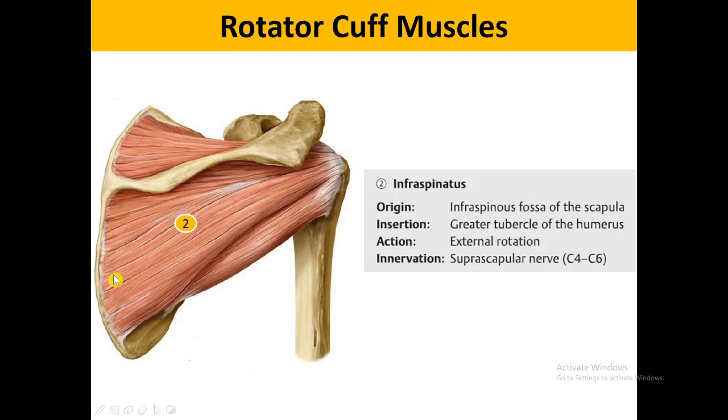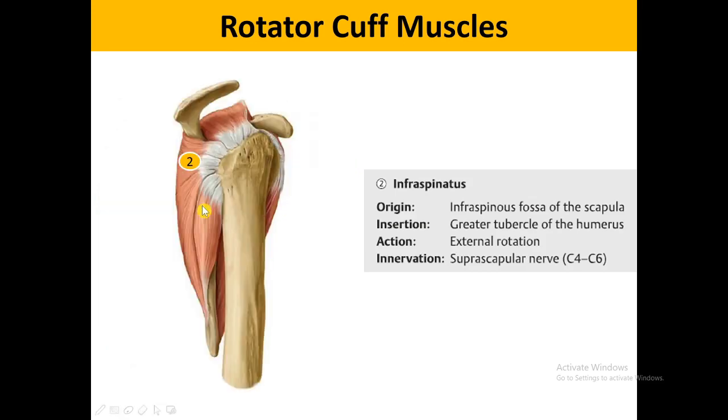See on the origin, the infraspinatus muscle from the infraspinous fossa and inserting on the greater tubercle. See from the lateral view here, the infraspinatus muscle attaching on the greater tubercle.